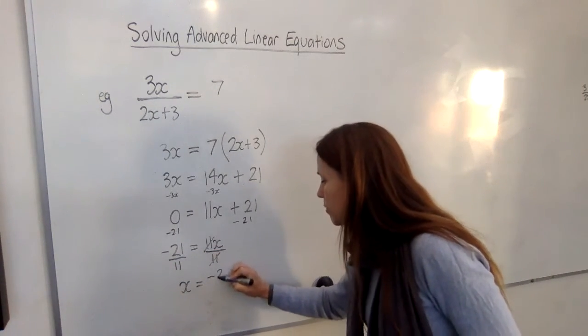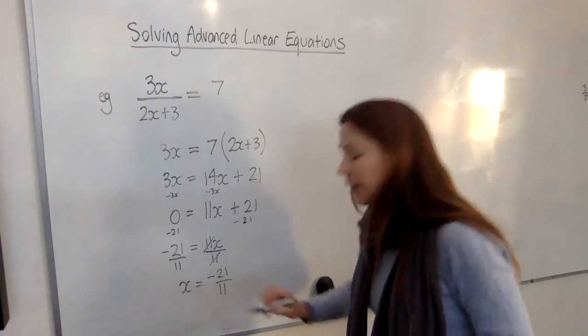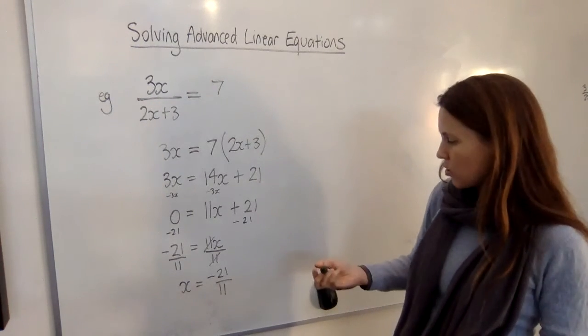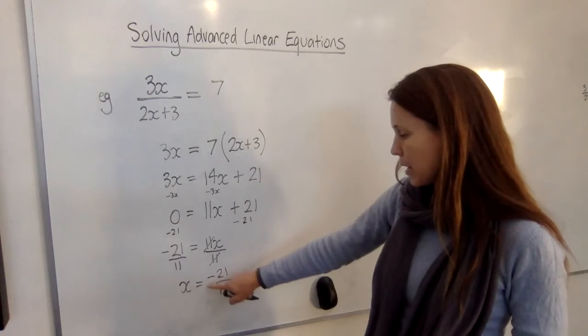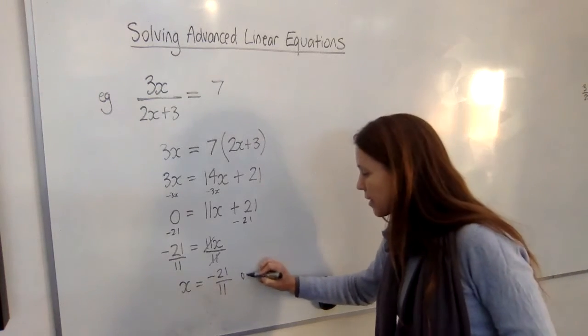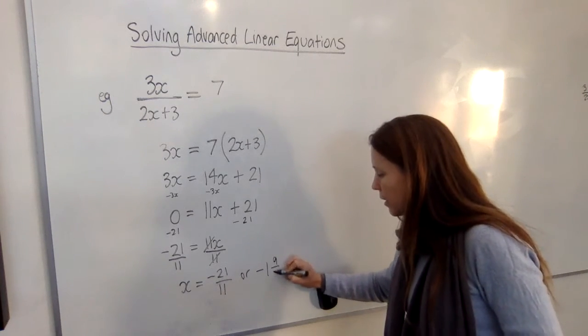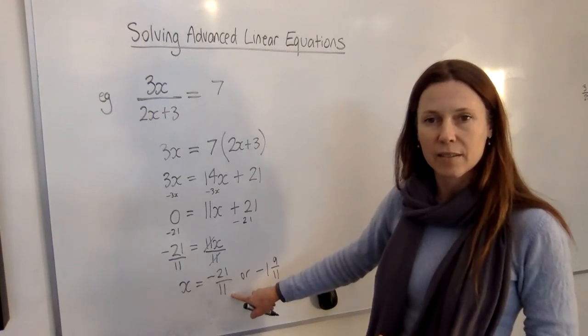And it's perfectly acceptable to leave it as an improper fraction like that. If you wanted to change it to a mixed numeral, you could. You'd have minus 1 and 9/11ths there. But this is perfectly okay as an answer.